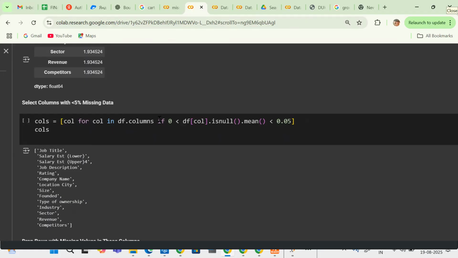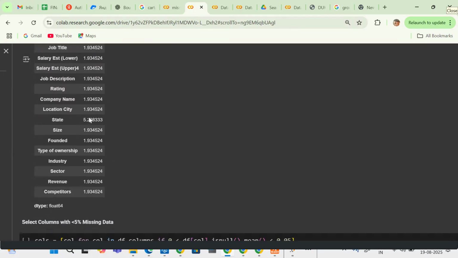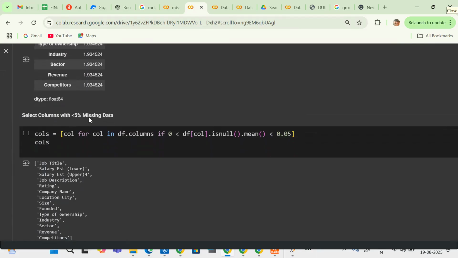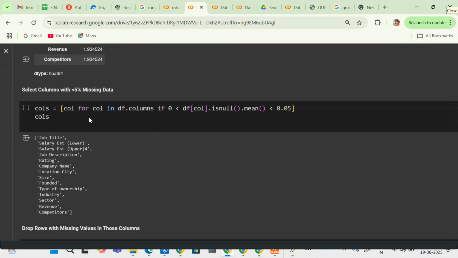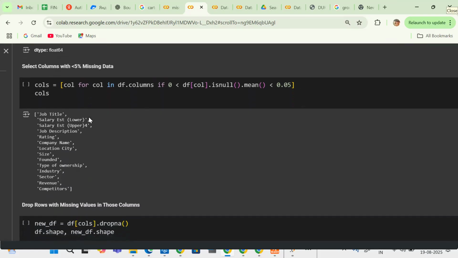With the if condition, df col dot isnull dot mean, this is how I'm getting the percentage. I could have multiplied by 100, but I have not, so you get it in decimal terms, like 0.05. If I had multiplied by 100, like I did above, you would get something like 5. But now you have to stay within 0 to 0.05, since 5% is 5 by 100, so it is 0.05. No need to understand this. Here we are just getting the columns with less than 5% missing values. That's the idea.